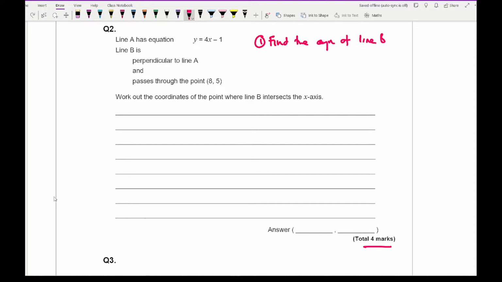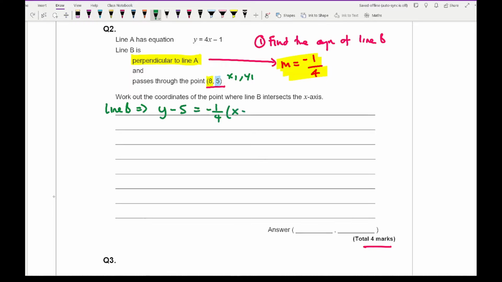Now to do that, I need to know the gradient and I need to know the y-intercept or a coordinate. Here I know a coordinate, so this is going to be my x1, y1, and using the information that it's perpendicular to line A, let's work out the gradient. So here m is going to be the negative reciprocal of line A, so it's going to be -1/4. Then using this m, this x1 and this y1, I'm going to find the equation of line B. So line B is going to be y - 5 = -1/4(x - 8).